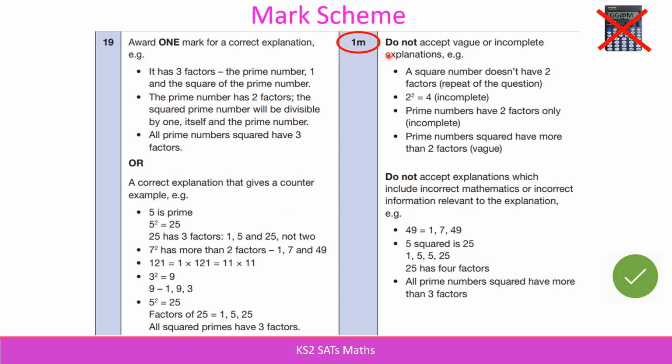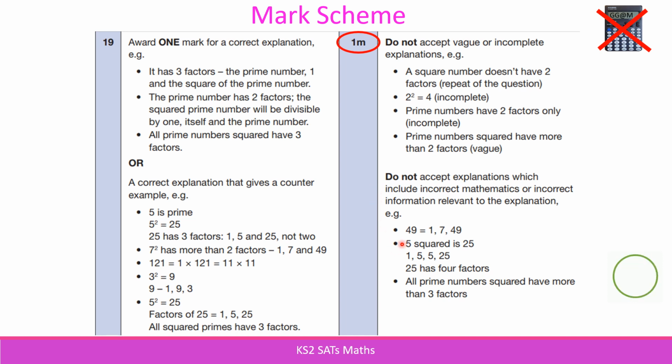It does say over here, do not accept the reasons which have been given here. So a square number doesn't have 2 factors, a repeat of the question, or 2 squared is 4 and it's not complete, or prime numbers have 2 factors only, again it's not complete. You need to give the full explanation over here to get the full marks. Again, it just says do not accept any explanations which include incorrect maths or incorrect information.